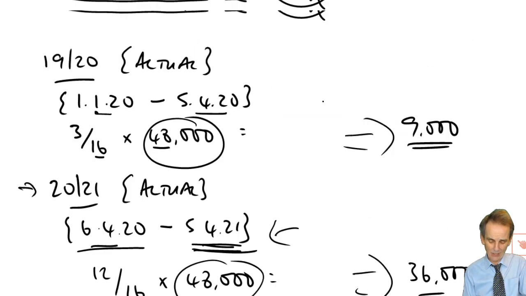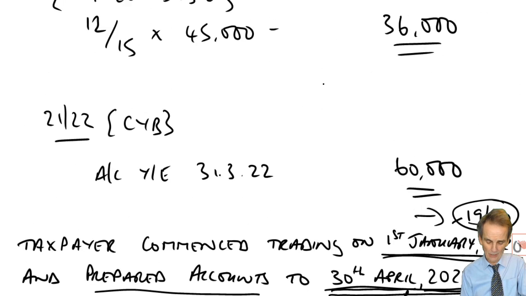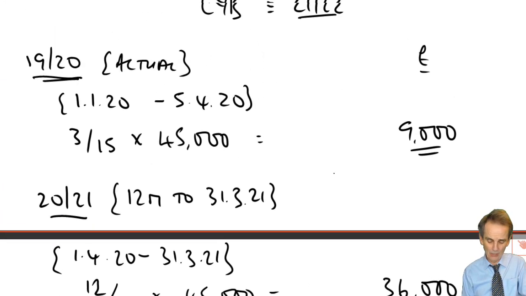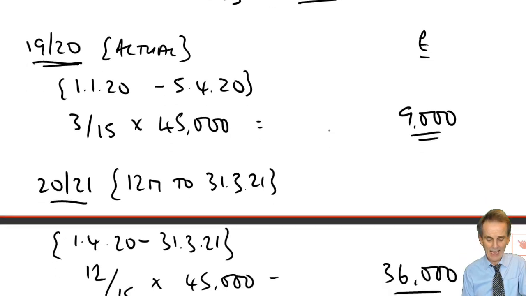If I take you back to the previous examples that we did, the one prior to this is when we chose March. And when we chose March as our accounting date in a very similar situation, then there were no overlap profits. How many months from the 31st of March to the next 5th of April? No months.